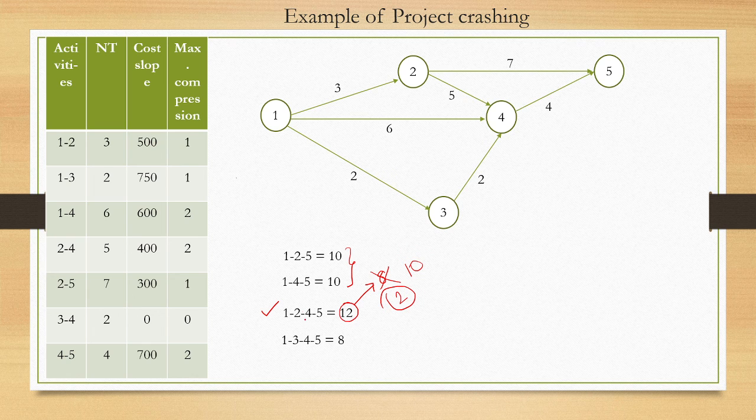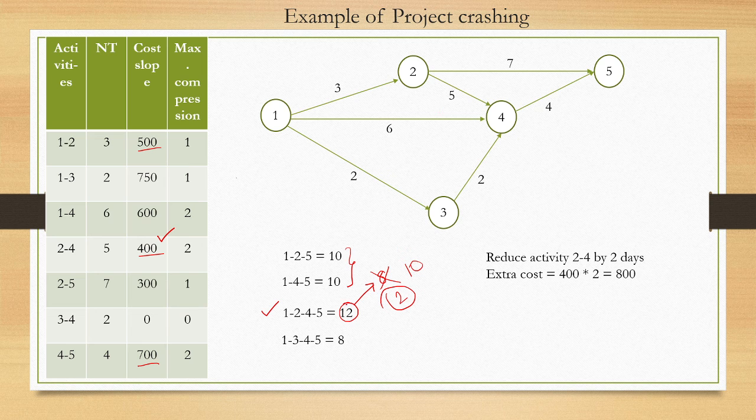The next activity is 2 to 4. It has a cost slope of 400 and it can be reduced by 2 days. And the last is 4 to 5. So we have 1 to 2, 2 to 4, and 4 to 5. Which one has the lesser cost slope? That is this one, right? So reduce activity 2 to 4 by 2 days. Can we reduce it by 3 days, or by 1 day? Yes, we can reduce it by 1 day.